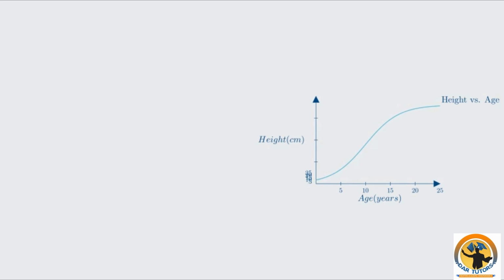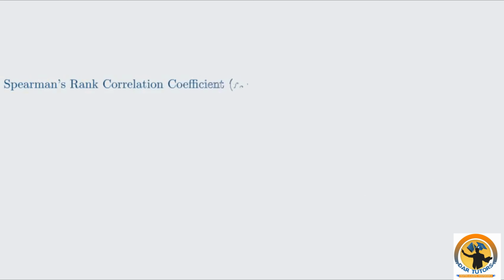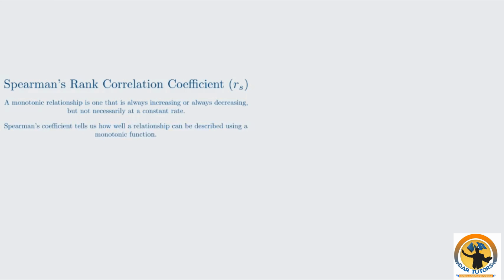This is where Spearman's rank correlation coefficient, denoted r_s, becomes a valuable tool. Instead of looking at the data values themselves, r_s measures the strength and direction of a monotonic relationship between two ranked variables. A monotonic relationship is one that is always increasing or always decreasing, but not necessarily at a constant rate. In essence, Spearman's coefficient tells us how well a relationship can be described using a monotonic function.